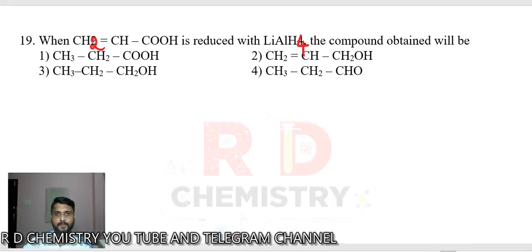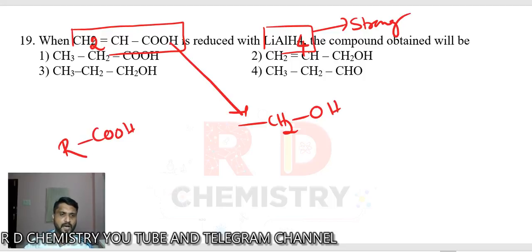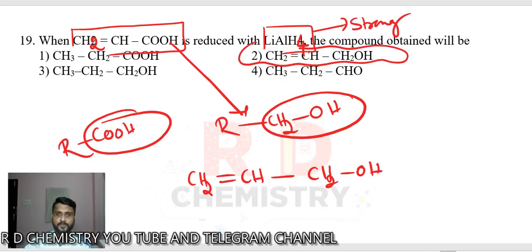Okay, right? Next question. When this compound, CH2 double bond CH COOH, is reduced with lithium aluminum hydride, remember lithium aluminum hydride is the strongest reducing agent, it can convert carboxylic acid directly to the alcohol, CH2OH. Suppose this is RCOOH, it will become RCH2OH. Nothing will happen to the double bond here. The double bond will remain as such, but the COOH becomes CH2OH. So what is the answer? Answer is option number 2.